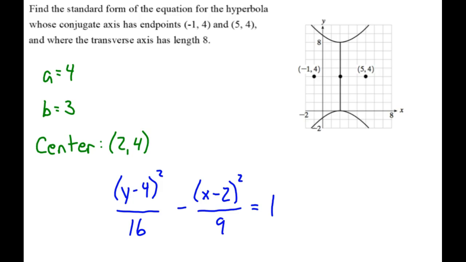Thus, our final equation is (y - 4)^2 over 16 minus (x - 2)^2 over 9 equal to 1.